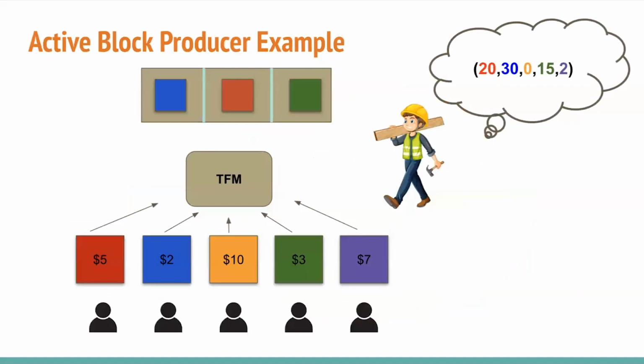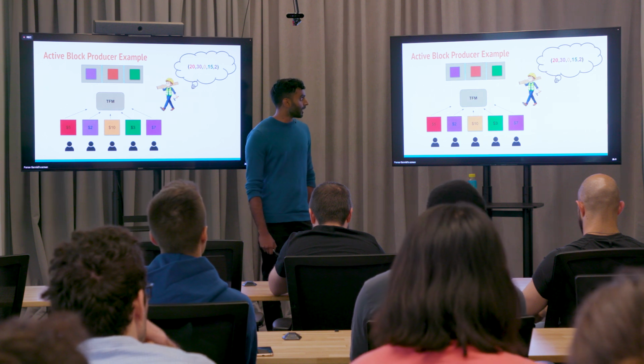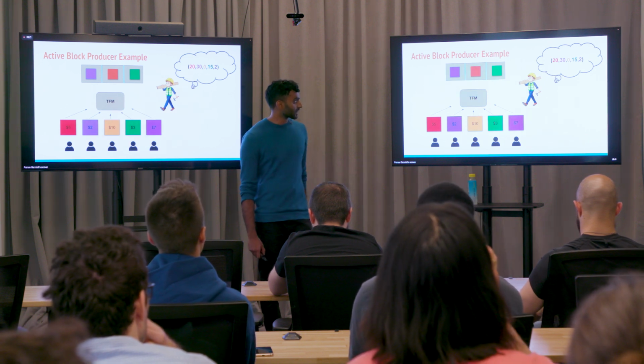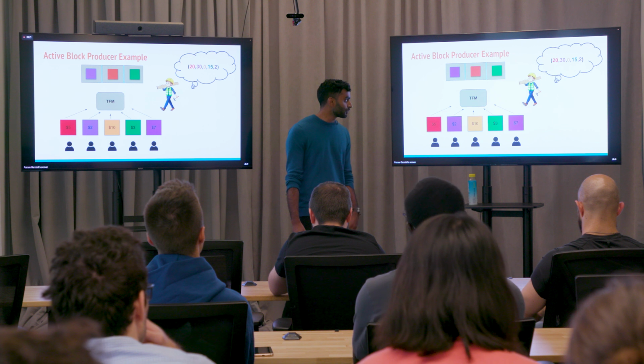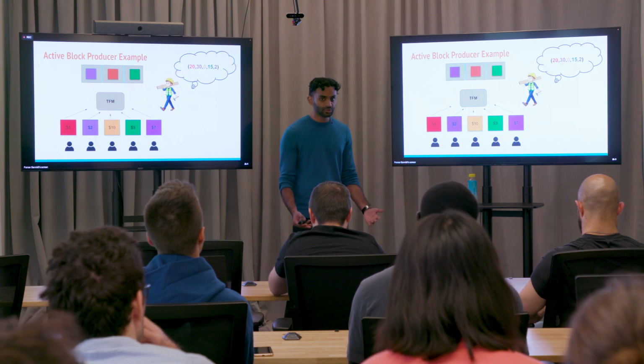OK. And so I'm getting to an example of having this active block producer. We saw before, when the block producer only cared about transaction fees, it seemed like they would probably accept some combination of the red, yellow, and purple transactions. But now imagine the block producer has this evaluation in their head. They can see how much MEV these transactions would generate by doing some simulations or something. Say this producer has value 20 for the red one, 30 for the blue one, 0 for the yellow one, 15 for the green one, and 2 for the purple one.